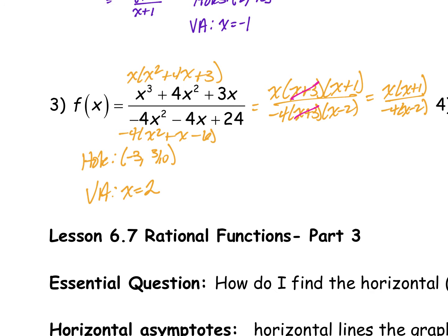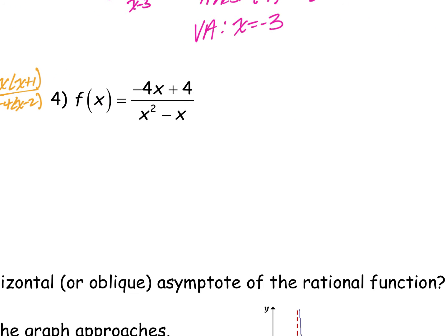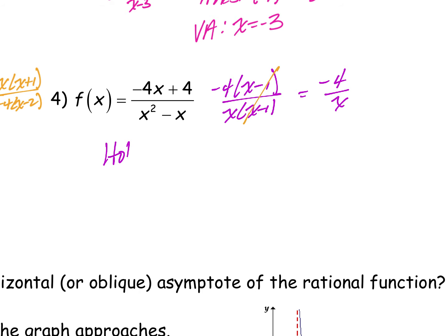Okay. And then the last one, factor out a -4, I get x minus 1, factor out an x, 1, -4 over x. So I have a hole at 1, -4, and a vertical asymptote at x equals 0. Questions? Everyone okay with that?